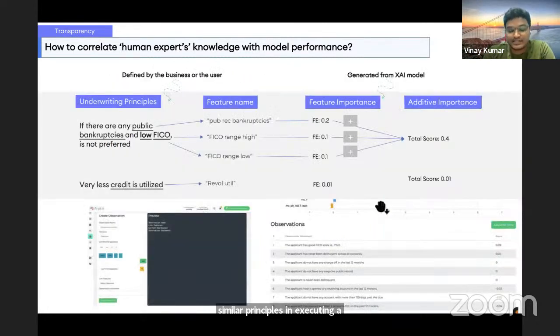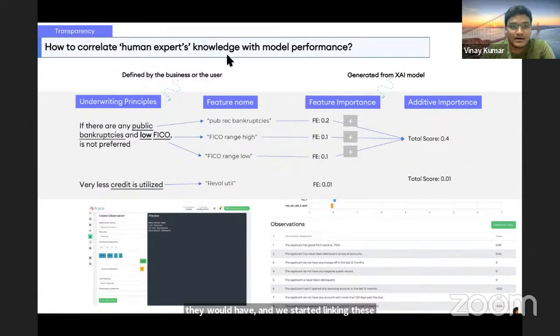But what we have done in a sneaky way is we picked up the principles of the business and listed them out. For example, what are the scenarios where you would look for acceptability, scenarios where you would look for rejections. We asked them to list out all these principles that they would have, and we started linking these principles with actual data features.